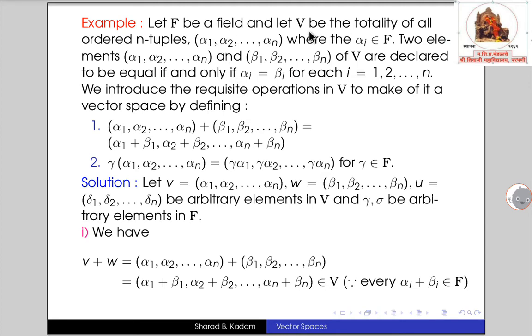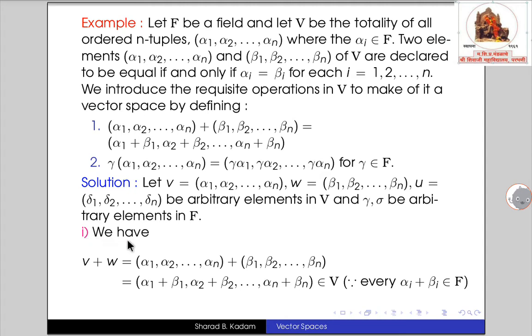In order to show that V forms a vector space, we have to satisfy 9 conditions. So in order to show V is a vector space, we choose V, W and U to be arbitrary elements in V. That means V, W and U are vectors. Gamma and sigma are arbitrary elements in field F, meaning gamma and sigma are scalars. Here arbitrary elements means random elements. We are selecting them randomly.